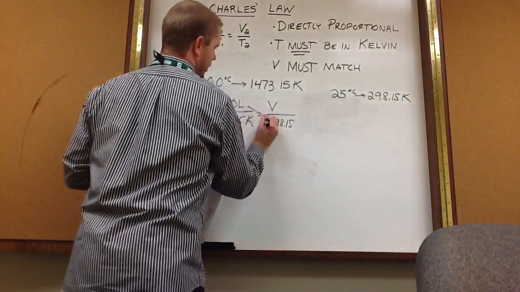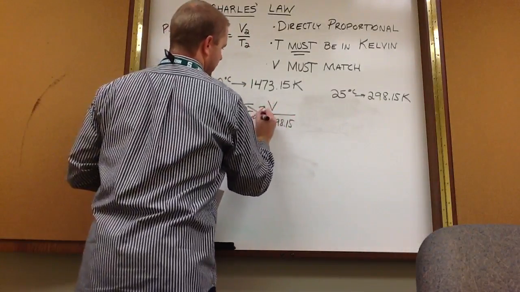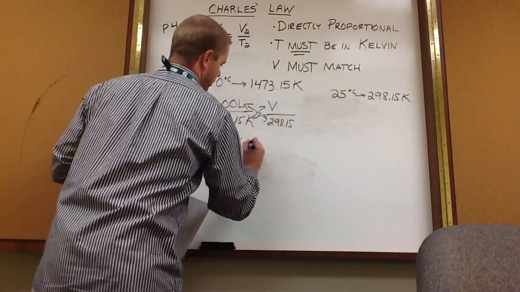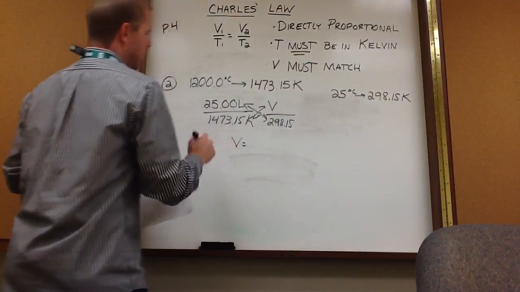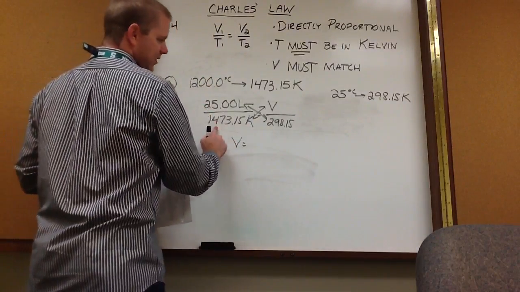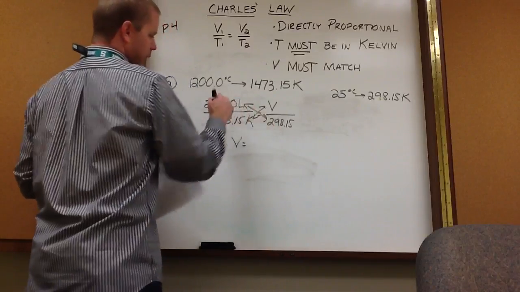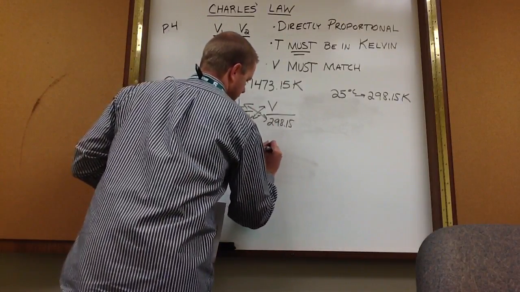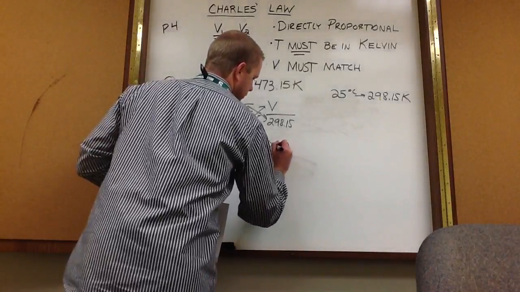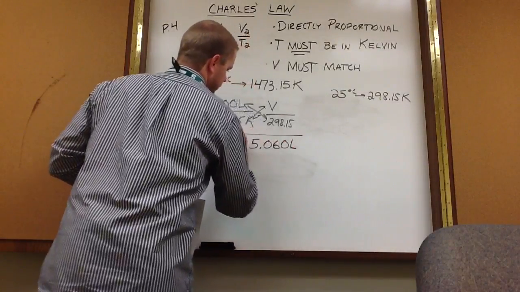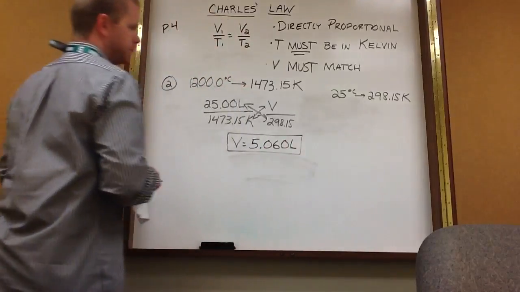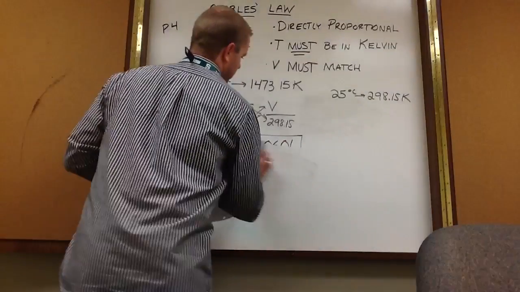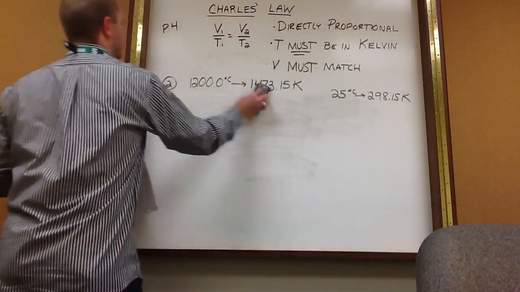So that's 298.15 Kelvin. You cross multiply, do your algebra, and you get V equals. 4 sig figs, 6 sig figs, 5 sig figs, therefore 4 in your answer. The answer is 5.060 liters. All right, next.